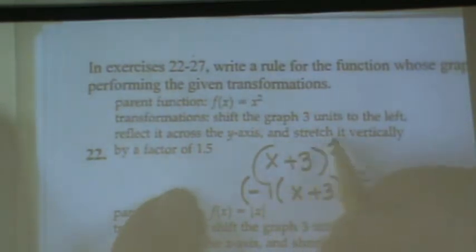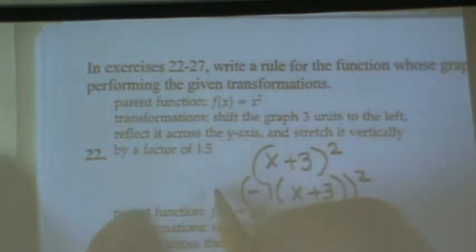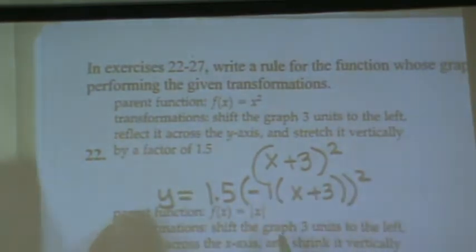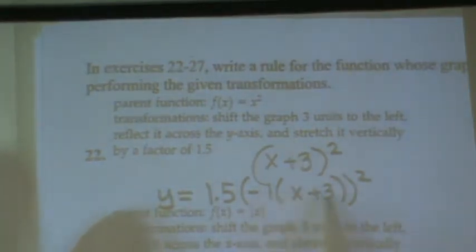And then you want to stretch it vertically by a factor of 1.5. So the 1.5 would go in front. And that would be your equation, just like that. Now if you wanted to distribute the negative, you would end up with negative x minus 3.